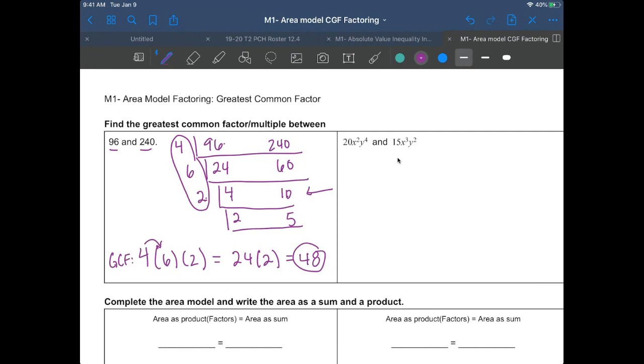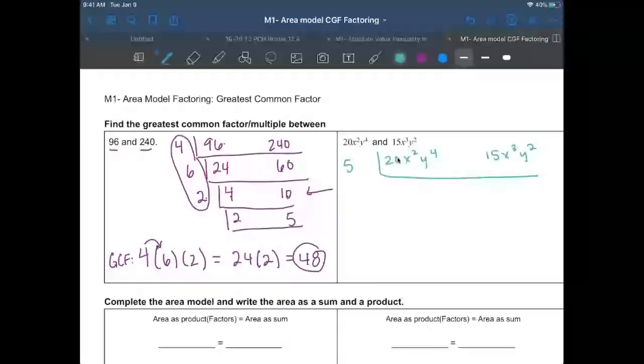Okay. Let's try the next one. This time we have variables. So we're going to do 20x squared y to the fourth, and then our other term is 15x cubed y squared. Okay, so what divides out of 20 and 15 to start? I think 5. So 20 divided by 5 is 4, and 15 divided by 5 is 3.